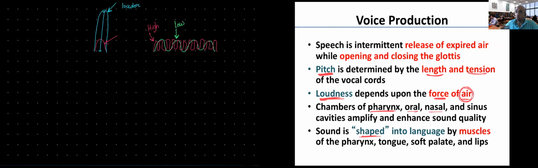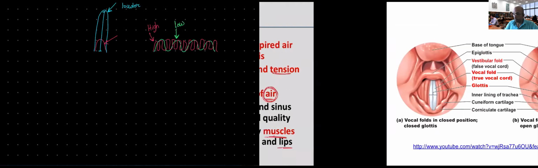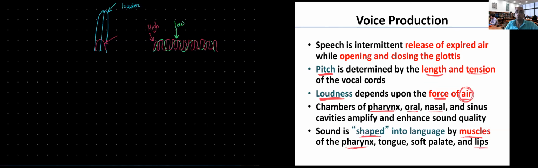So in order for me to shape the sounds into a language, I need to have many muscles contract and relax. And this includes the muscles of the tongue, the muscles of the pharynx, the soft palate, your lips. I have a huge number of muscles that need to coordinate together in order to modify those sounds into a language. Any questions? Any questions on how we produce voice production?